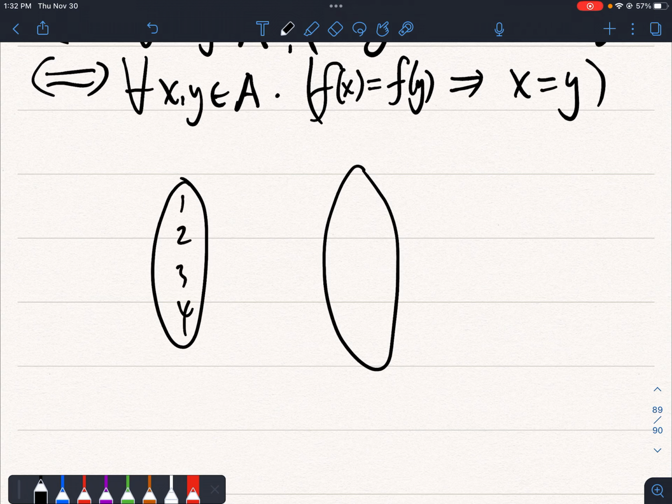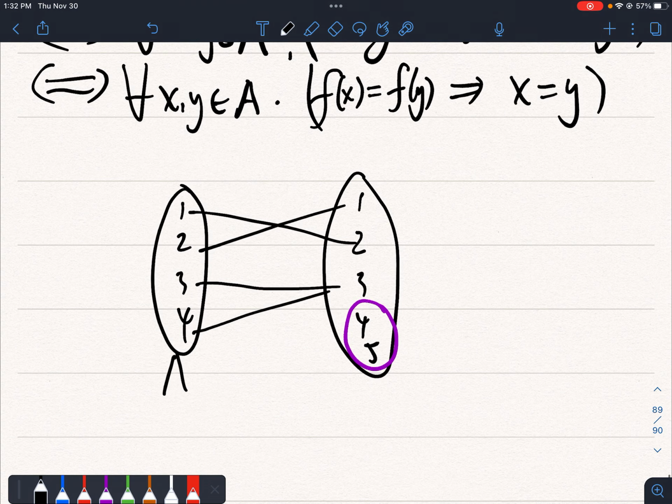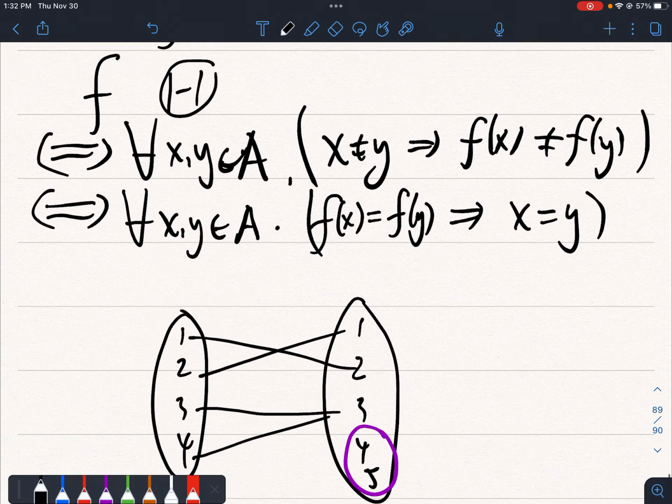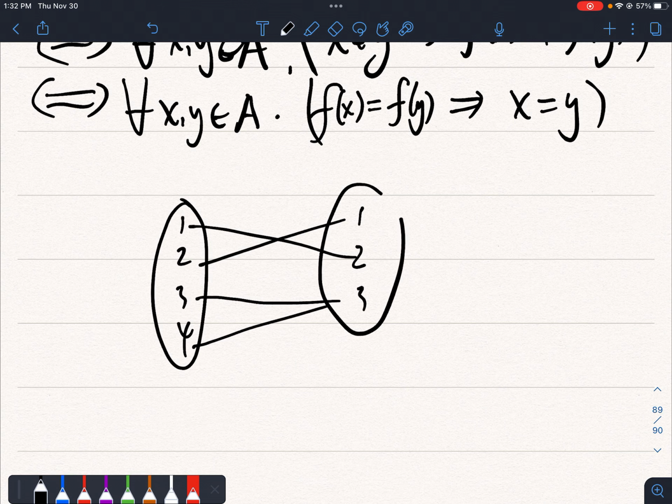Another problem with the general function is that it doesn't need to be mapped to everything in the codomain. So again, let's say 1, 2, 3, 4, and 1, 2, 3, 4, 5. Then you can see it can never map to all the points. For example here, 4 and 5 are not mapped by any point from A. In my notation, I prefer to call it x and y, but it doesn't matter. So we say that a function is surjective. If we delete these 2 points, then this becomes surjective, because every point in the codomain is mapped by at least 1 point, right?